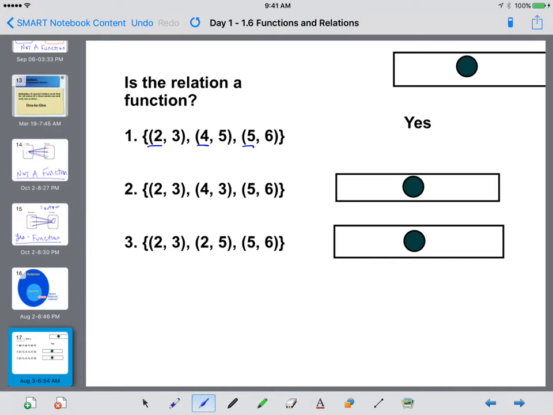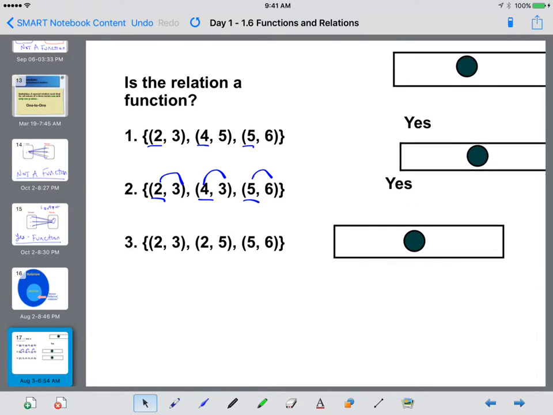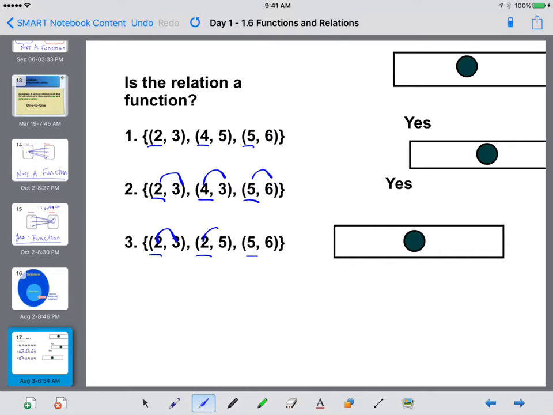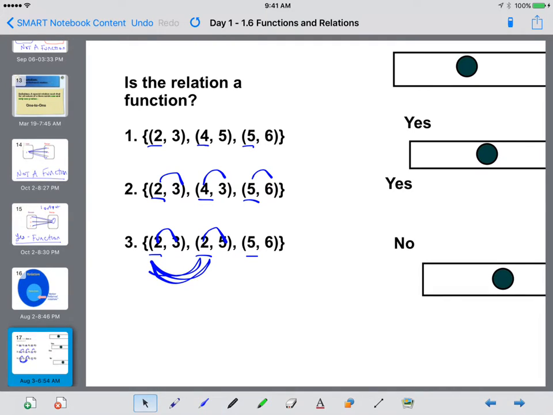If you look at number 2, do you think it would be a function? Again, 2 has a value of 3, 4 has a value of 3, 5 has a value of 6. It has one and only one value. The x values do not repeat. So yes, it is a function. Take a peek at number 3. Is this a function? If you notice, this 2 has a value of 3, 2 has a value of 5. The 2's repeat. Therefore, no. This last example would be not a function.